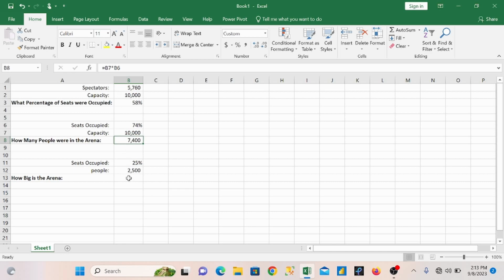Okay, so for my final question now, I'm going to find how big the arena is. Okay, so I have 25% of seats. 25% of seats are occupied by 2,500 people. So for me to find how big the arena is, okay, I need to take my people divided by the percentage of seats that were occupied, and that is going to give me a total of 10K.